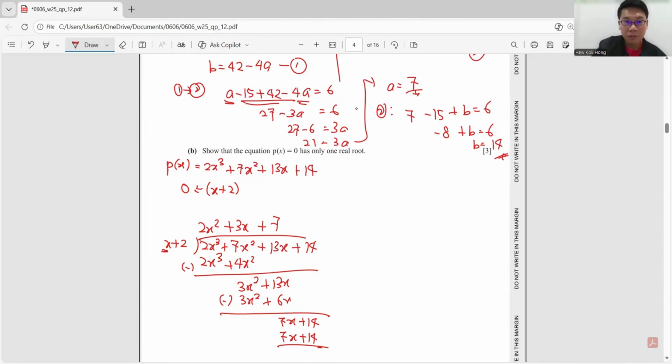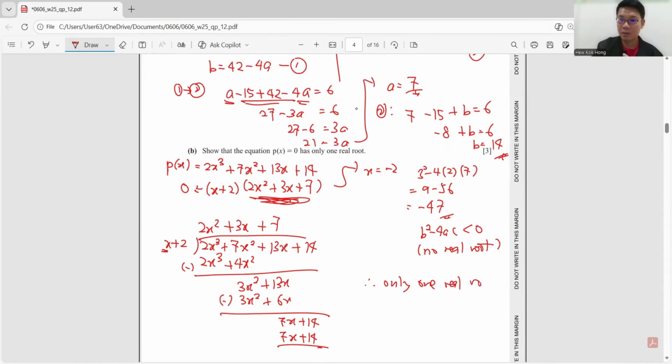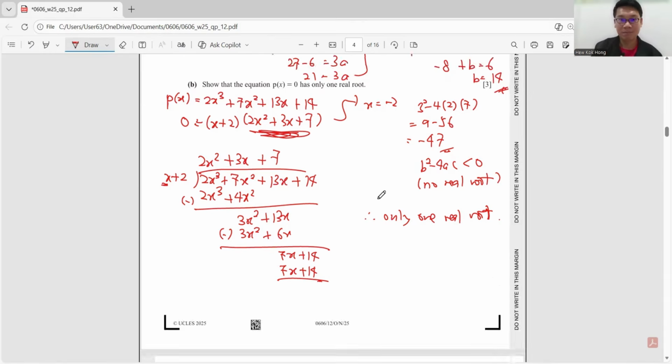So we can confirm this part is 2x squared plus 3x plus 7. X is confirmed minus 2. We need to prove this part no real roots, so we use b squared minus 4ac. We do not give conclusion of it's less than 0. First, we need to count the value to show it's less than 0. b squared minus 4ac less than 0, so no real root here. So this is the conclusion we can make, then full 3 marks.